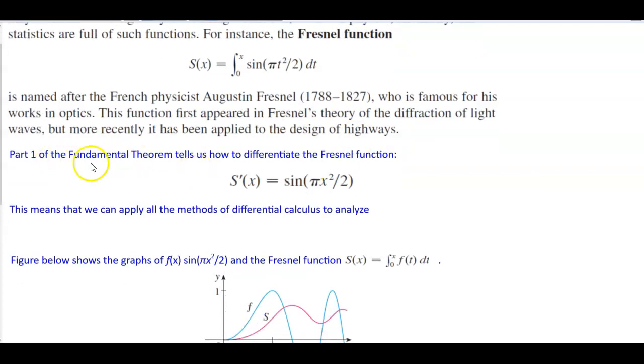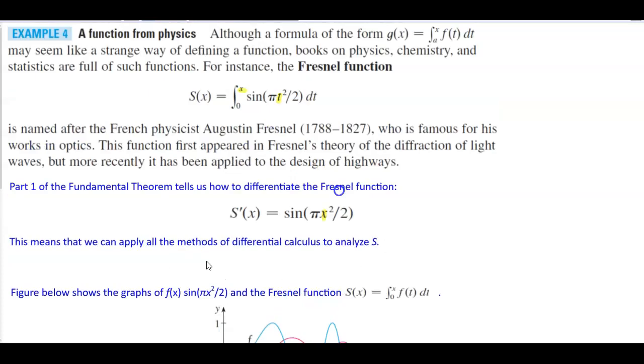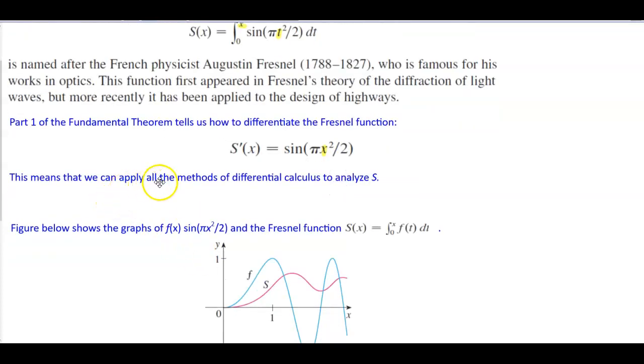Now, part 1 of the fundamental theorem tells us how to differentiate the Fresnel function. So what we're going to do is replace the upper limit x, which is t, with the following. So we can say that S prime of x is going to equal the sine of pi x squared divided by 2. And so this means that we can apply all the methods of differential calculus to analyze S.